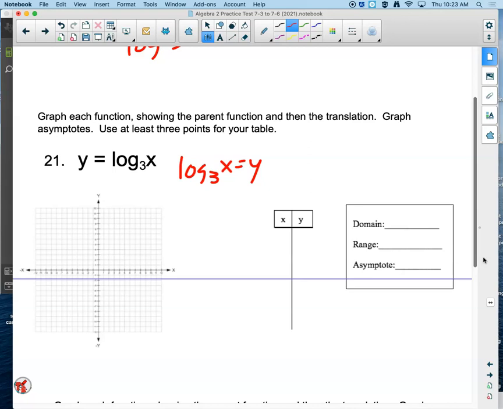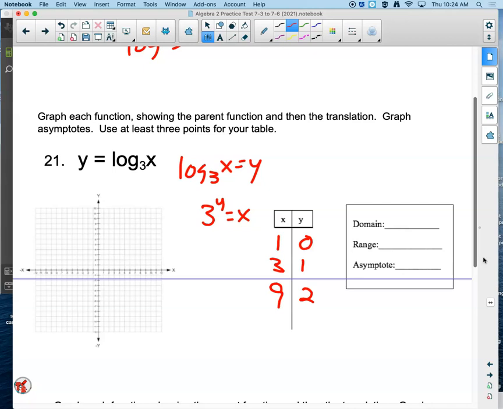Snail shell. Snail shell. 3 to the y equals x. Remember, these are such pure inverses that they literally switch the functions of x and y. Now we have y that we're going to put in. And we didn't put in what kind of numbers? No negatives. We were always going to do positive bases. So they said we have to have at least 3. There's some good ones. 0, 1, and 2. 3 to the 0 power is 1, 3 to the first is 3, 3 squared is 9.